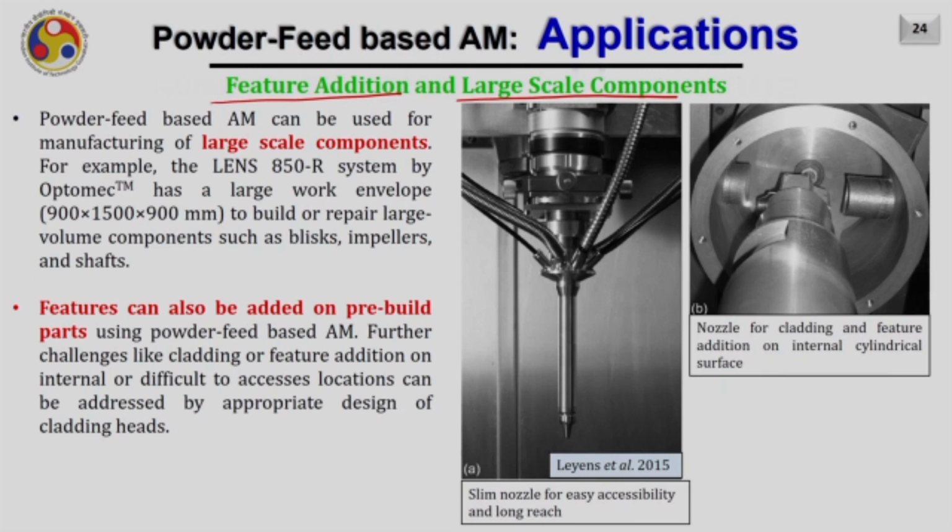For example, the LENS 850R system by Optomec has a very large work envelope of around 900 by 1500 by 900 mm. The machine can be used to build or repair very large volume components such as blisks, impellers and shafts. Not only that, these nozzles can be mounted on robotic arms, and those robotic arms can then be retrofitted on linear tracks. In such a way, you can increase the work envelope to a very high extent.